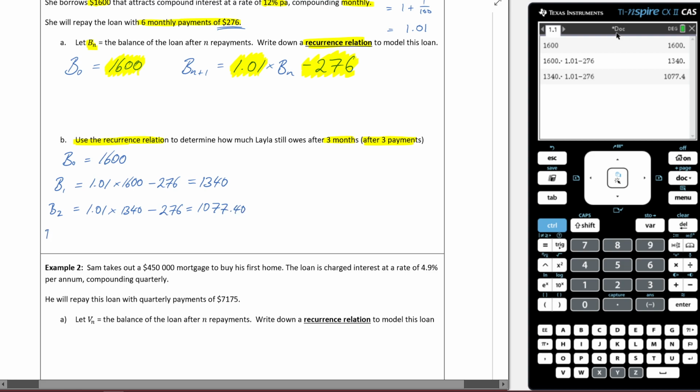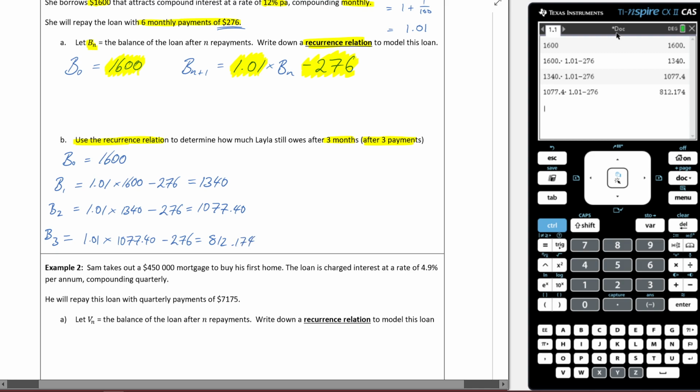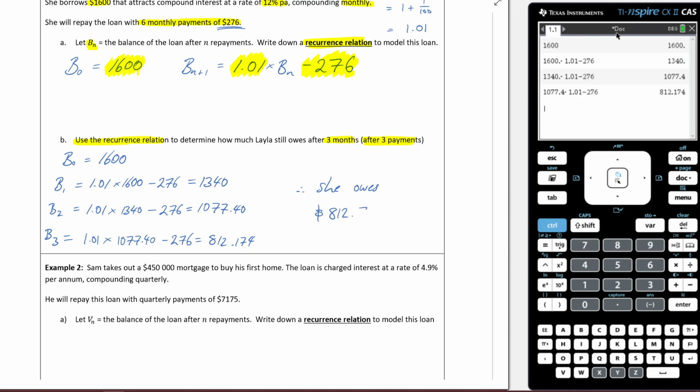So it'll be 1077.40. And then to get the third month, because remember first, second, third, it's going to be 1.01. So again, I'm being charged 1% interest on 1077.40. Then I'm minusing 276. And that's going to leave me with 812.174. Therefore, she owes, after 3 months, $812 and, oh, now I'm going to have to round this. It'll be 17 cents. And that is how you answer that question.